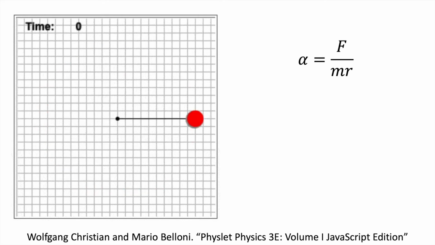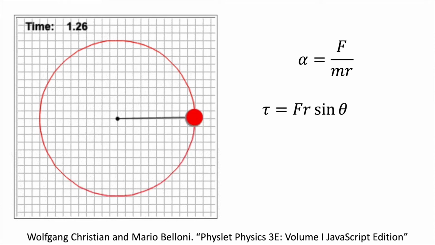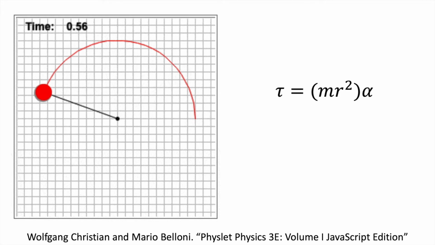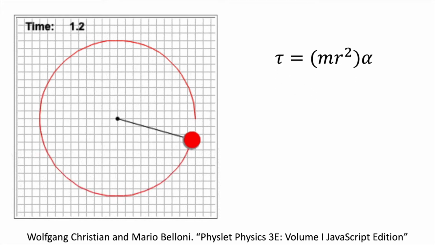On the other hand, to make the mass rotate, we need to apply a torque. This torque will be the product of the force, the radius, and the sine of the angle between them. This angle is 90 degrees, because the force is tangential to the circle, and thus perpendicular to the radius. Combining both equations, we obtain this relation between the torque and the angular acceleration.